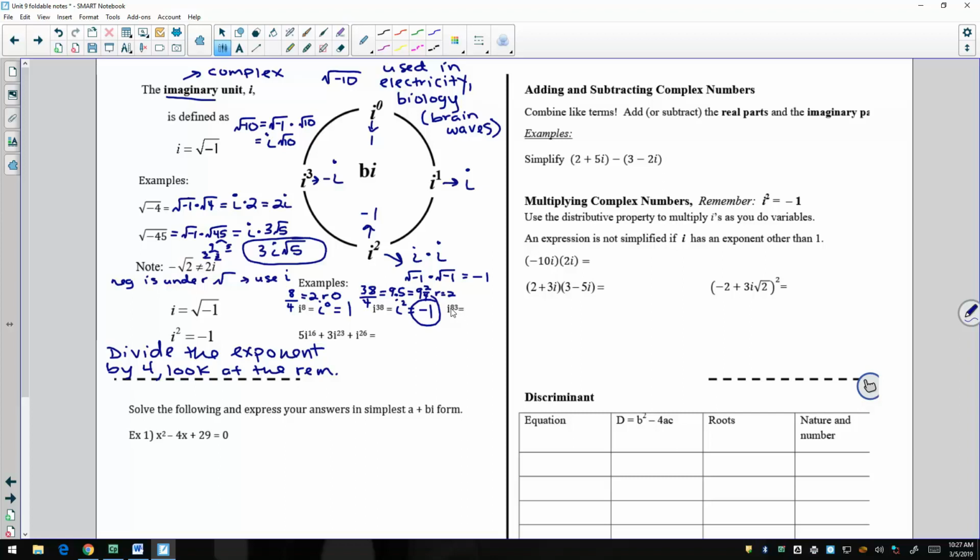All right, the next one, 83. If you divide that by 4, the remainder, so 83 divided by 4 is 20.75. Well, 0.75 is not your remainder. Your remainder would be, if it's out of 4, that's 3 out of 4. So I to the 83rd is the same as I to the 3rd, and I to the 3rd is -I. So that's your answer, -I.